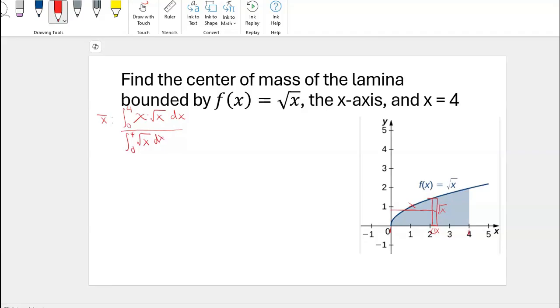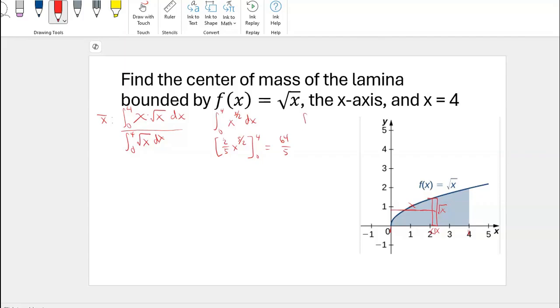Now, how do you actually go about evaluating those integrals? That's something we've been doing for a while. I would recommend when you get to this point to separate your two integrals and solve them separately. So I'll start with the top first. The integral from 0 to 4 of x times the square root of x, well that's x to the 3/2 dx. I can integrate it. Bump up the power by 1 and divide by that power, from 0 to 4. And when you do that evaluating, you end up getting 64 over 5.